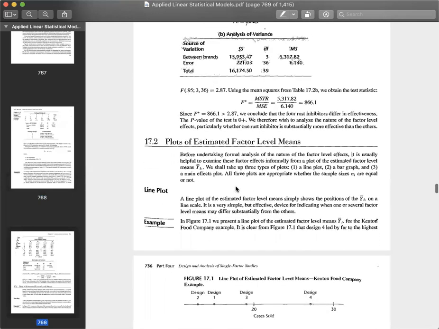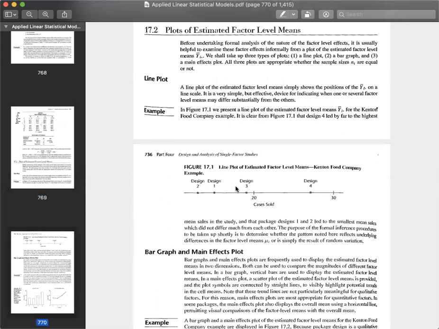The plots of estimated factor-level means. Before undertaking formal analysis of the nature of the factor-level effects, it is usually helpful to examine these factor effects informally from a plot of the estimated factor-level means y sub i dot bar. We shall take up three types of plots. First, a line plot, then a bar graph, and then a main effects plot. All three plots are appropriate whether the sample sizes ni are equal or not.